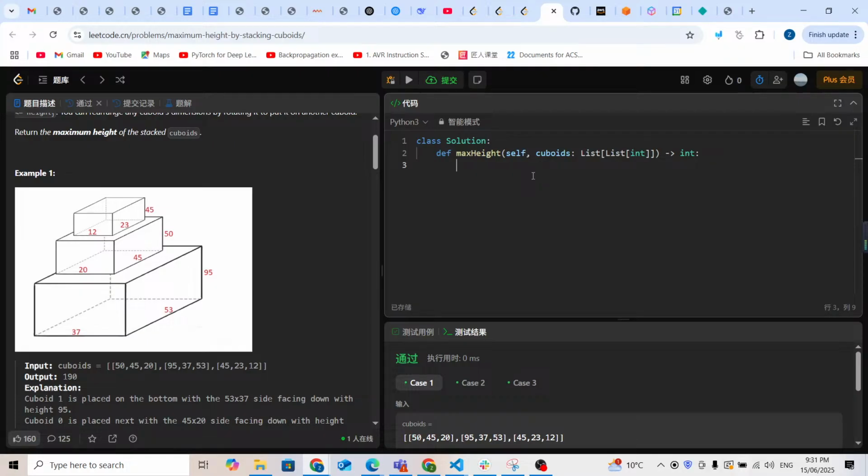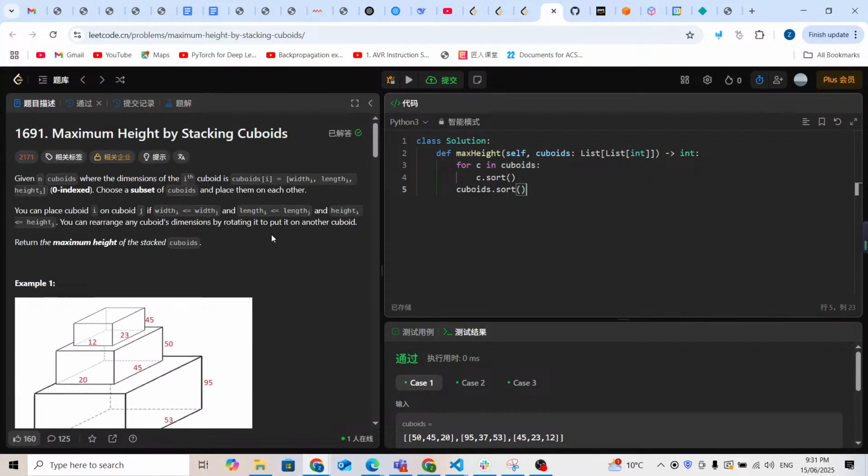Now we're going to check all the cuboids. So for c in cuboids, we're going to sort it, so that the third dimension must be the height. After that, we sort the cuboids with cuboids.sort. We sort according to the first dimension, which we can name anything, width or height. We name it width. So for the first dimension, it's going to be the width, and we sort according to the width.